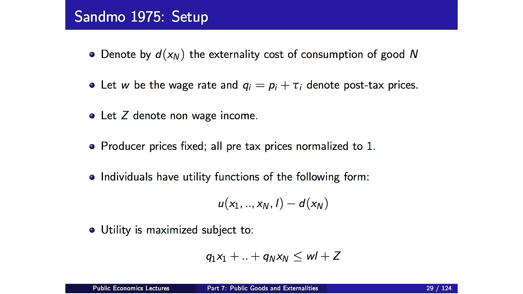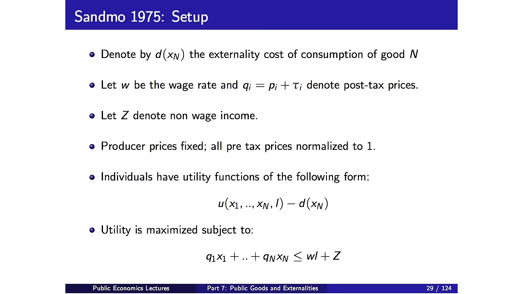We're just going to assume for simplicity that only the nth good has an externality cost. Everything else is like the standard goods in the Ramsey model. Let w be the wage rate on labor income if we allow a labor decision. That's not important. Let q_i denote the post-tax price, p_i the pre-tax price, tau_i the tax, and z non-wage income as usual. Producer prices we assume are fixed as in the basic Ramsey model. For simplicity, we're just going to normalize all the pre-tax prices p_i to 1.